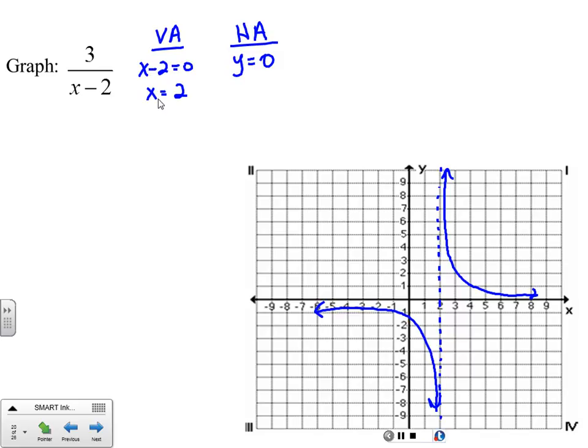If this whole function is positive, the only way I would change that is if I did that right there, if I made it negative.